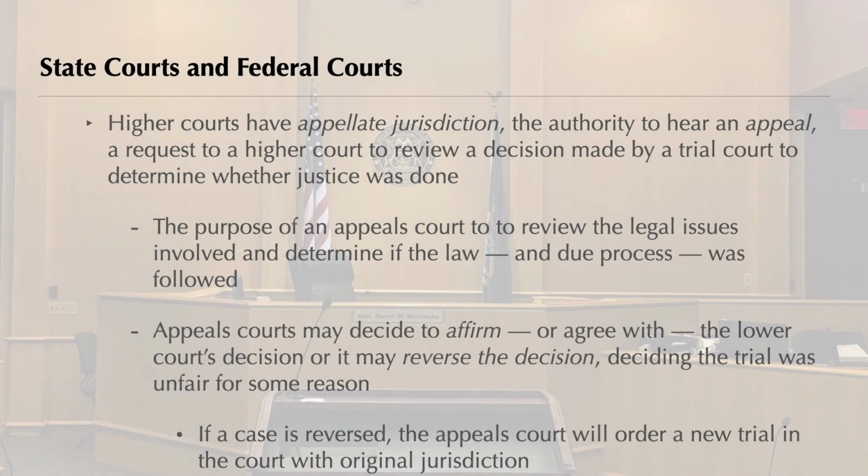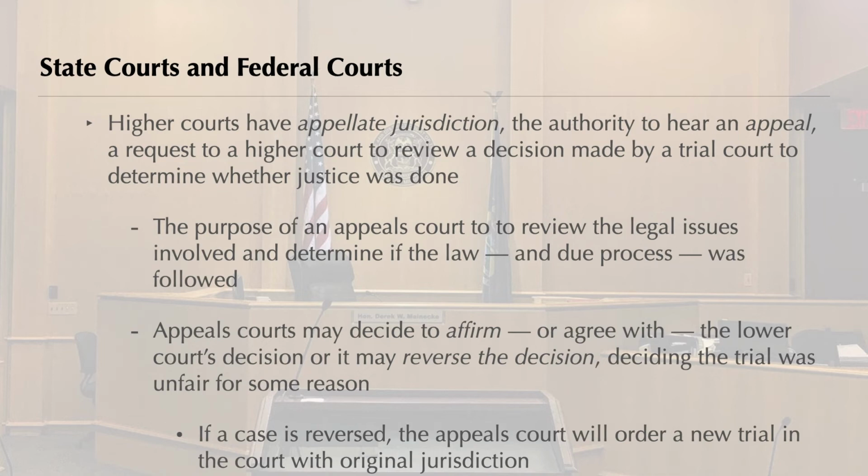What happens if the court of original jurisdiction makes a decision that the plaintiff or defendant in the case believes is unjust? Then he or she has the right to appeal, to ask a higher court to review the decision and determine if justice was done. In each state, there are appeals courts set up just for the purpose of hearing cases appealed from lower state courts. These courts have appellate jurisdiction, the authority to hear an appeal.